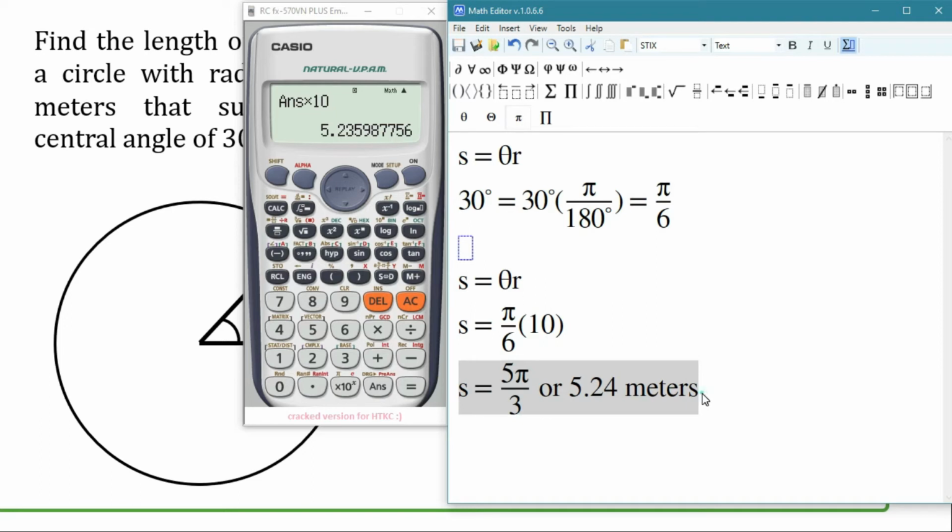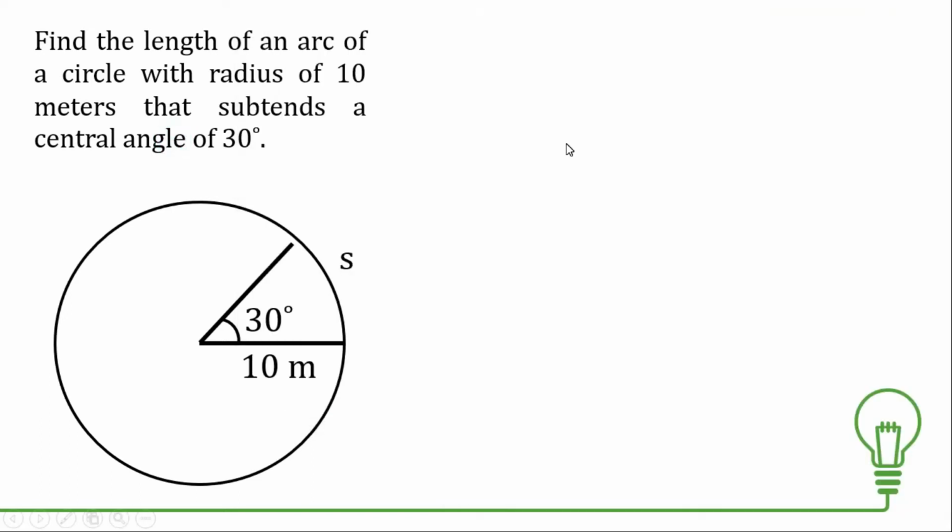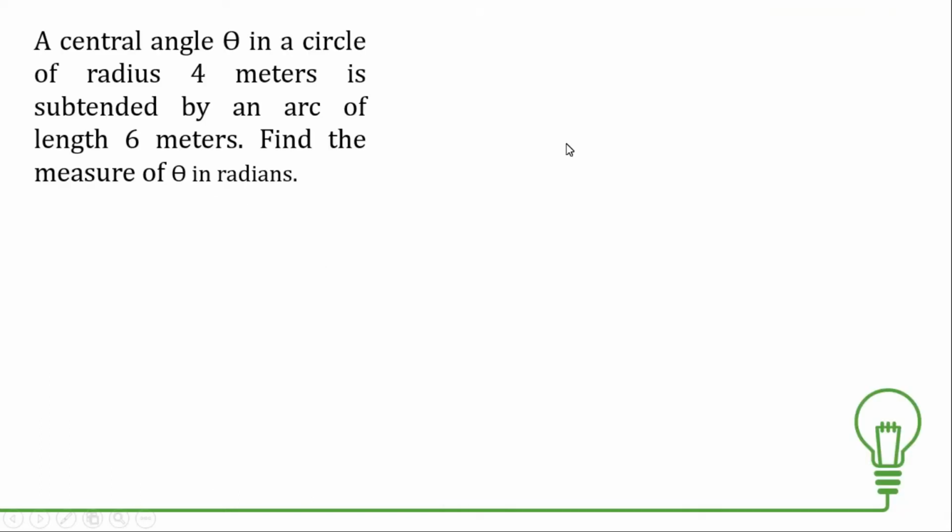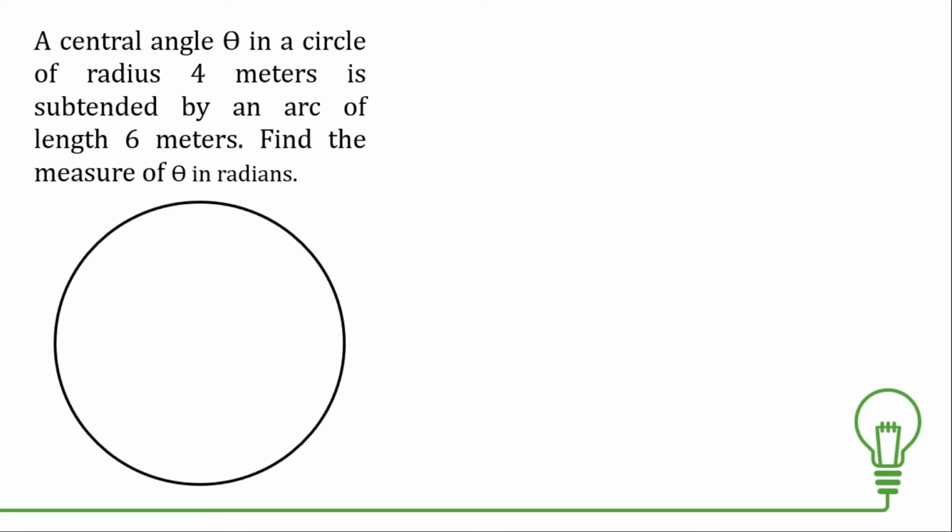Next, let us have another example. It says here that a central angle theta in a circle of radius 4 meters is subtended by an arc of length 6 meters. So we are to find the measure of theta in radians. So how are we going to do this? Let us first illustrate it.